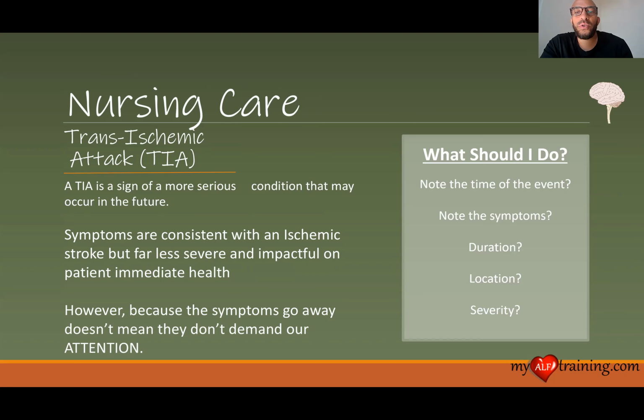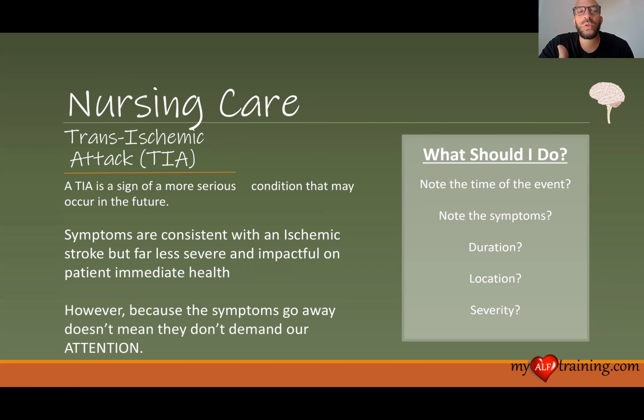And more importantly, you should note the time of the event. What time did they call you into the room, or did you enter into the room and the patient complained of these symptoms? What symptoms did they complain of? Oh, the patient said that they lost vision in their left eye, their right arm went numb, and they were very confused. So we got location and the severity. How numb was their arm? Were they able to move it? Were they able to raise it up very high, or they couldn't move it off the bed?